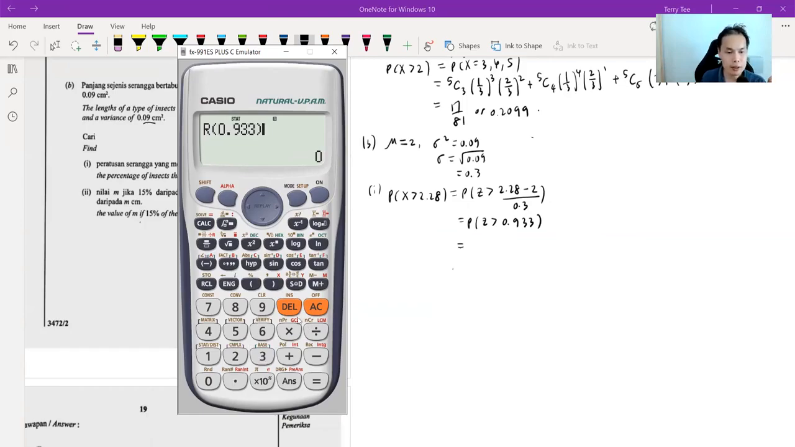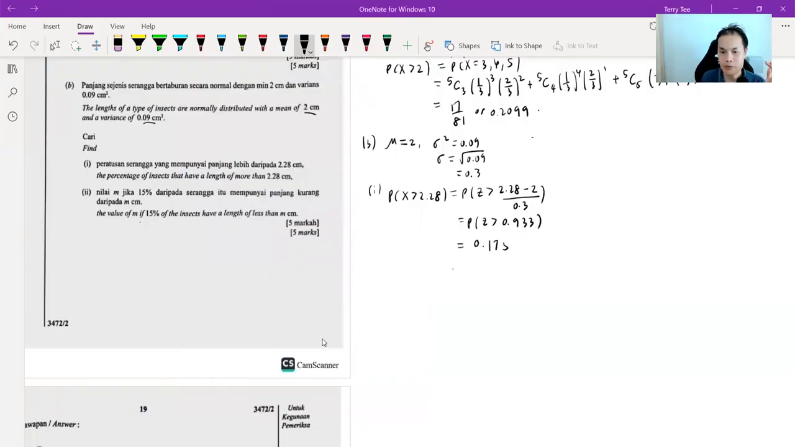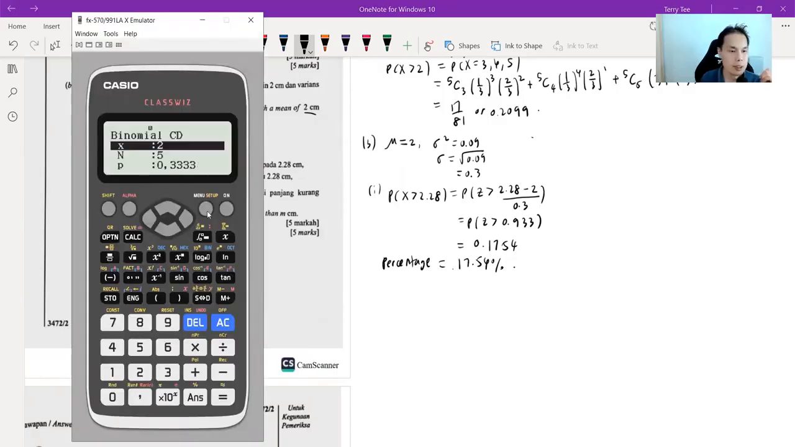0.933 and press equals. I got 0.1754. So your percentage, if you are finding percentage, basically you just multiply by 100, 17.54%. Okay, for those who are using this calculator, same thing, you press mode, press 7.